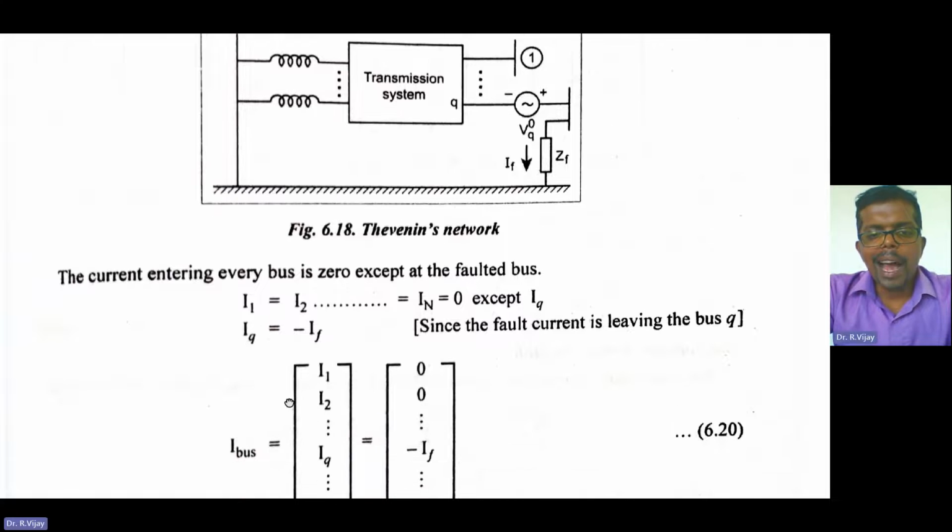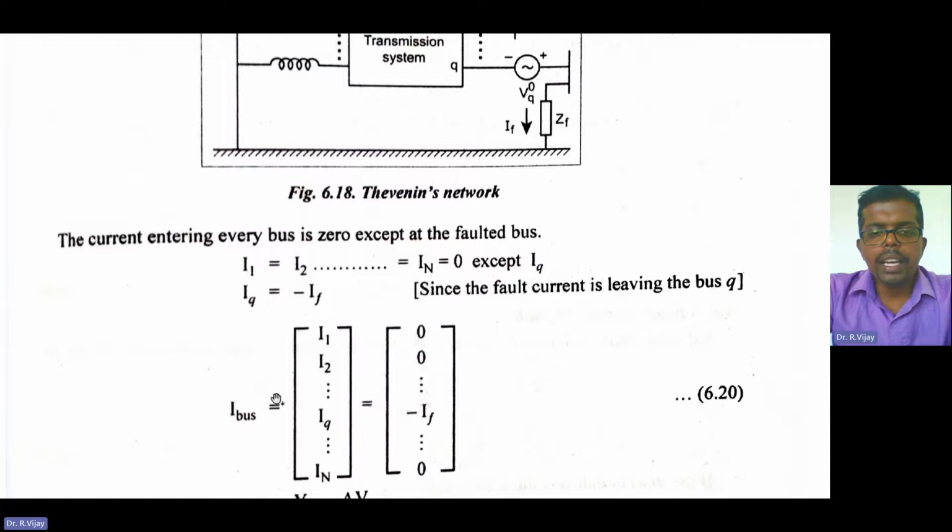So what is I bus? I bus is equal to I1, I2 up to IQ and up to IN, because in I bus we have N buses and N currents. In the qth bus the fault is happening, so IQ is also taken into account.